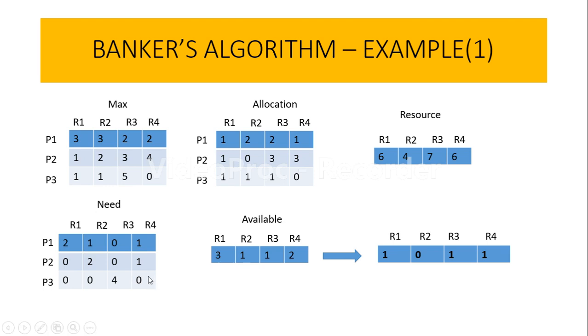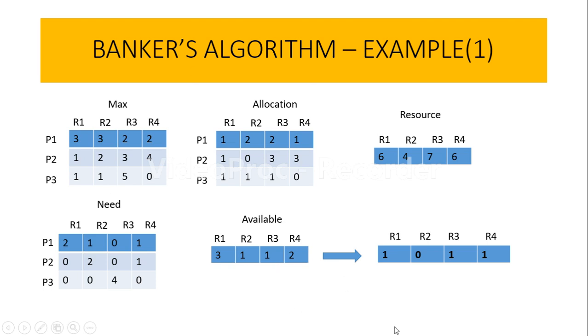Similarly, calculate R2. The total instances of R2 allocated were 2 plus 1, 3. So 4 minus 3, we are getting 1. Similarly, if you check the total resources for R3, it is 7, and allocated is 6. So 7 minus 6 is 1. Now you go for R4. R4 total is 6 and we have allocated 4 instances of R4 among the different processes. So 6 minus 4 is 2.